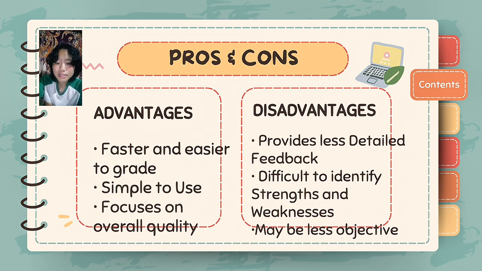And the last disadvantage of holistic rubric is it may be less objective. Why? Since the teacher gives a score based on overall judgment, the grading may sometimes depend on the teacher's opinion. Okay? So, for example, two teachers might read the same essay. One teacher gives a score like 4 and another teacher gives a score of 3 because their overall impressions are slightly different.